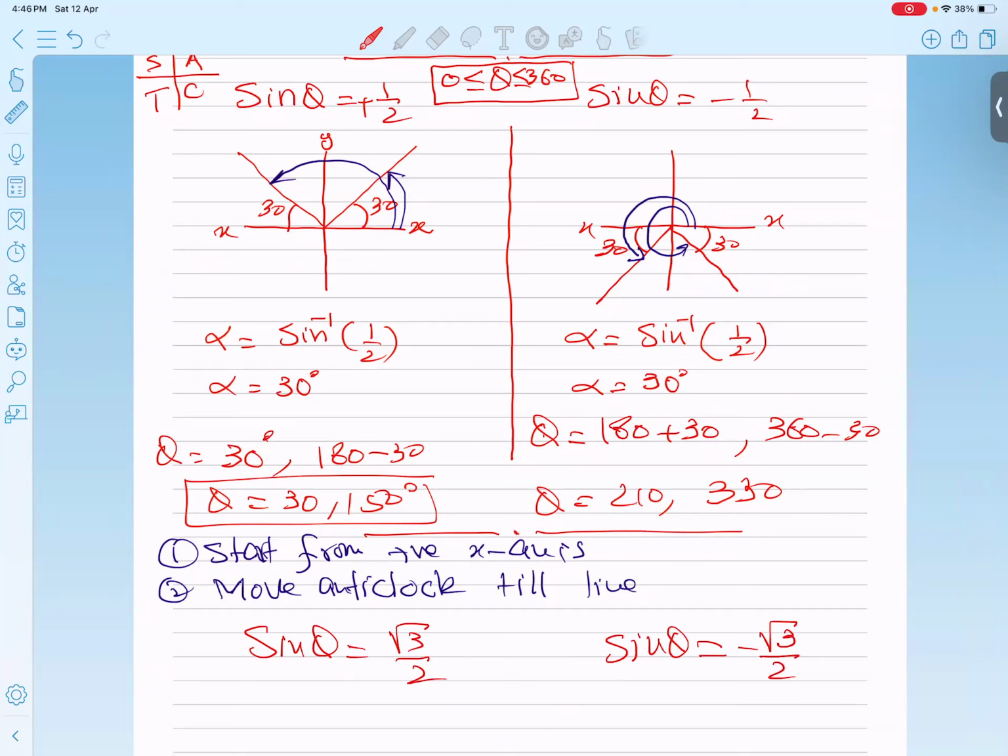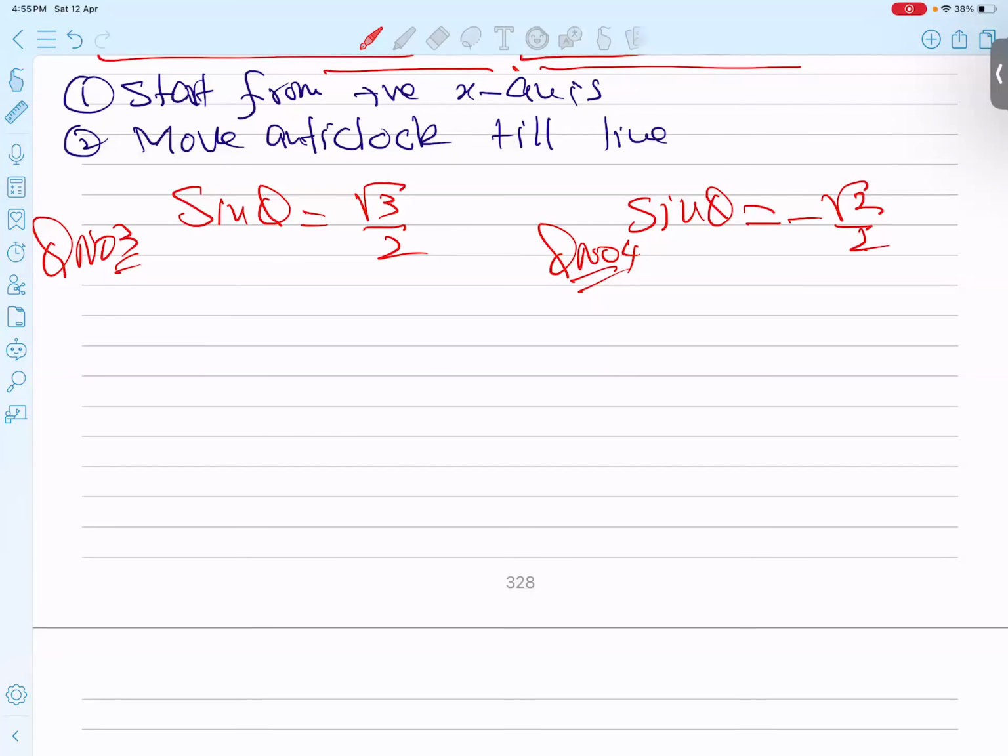Or change the angle here: negative root 2 by 2. So let's start, students, these two questions.